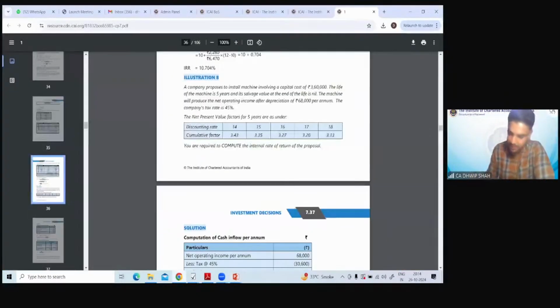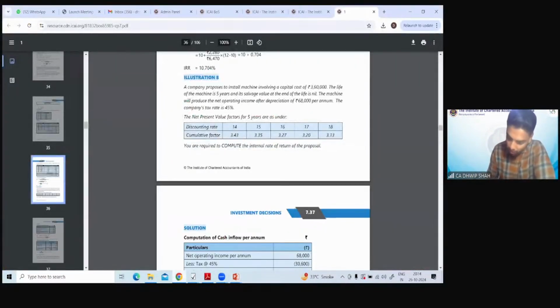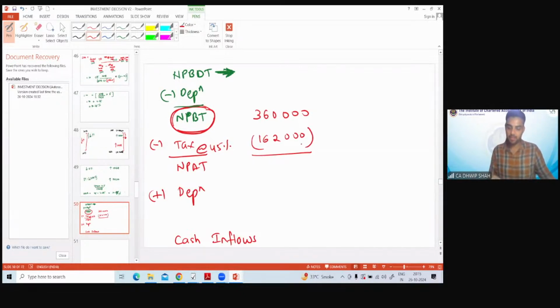And how much is my NPBT? It is 3,60,000. My tax rate is 45%. So tax at 45%. 360 into 45%, 162. My NPAT comes to 198.